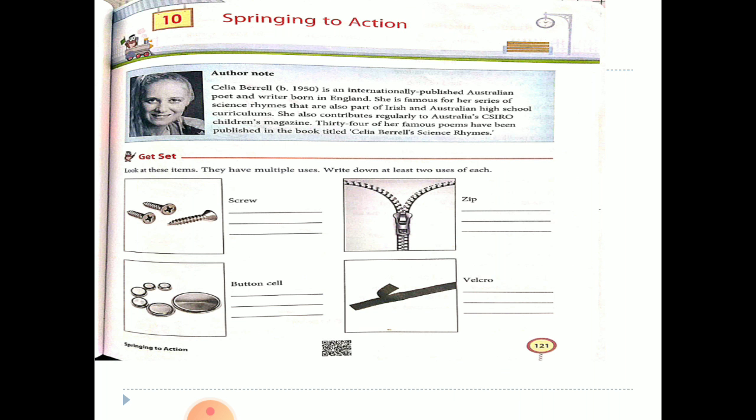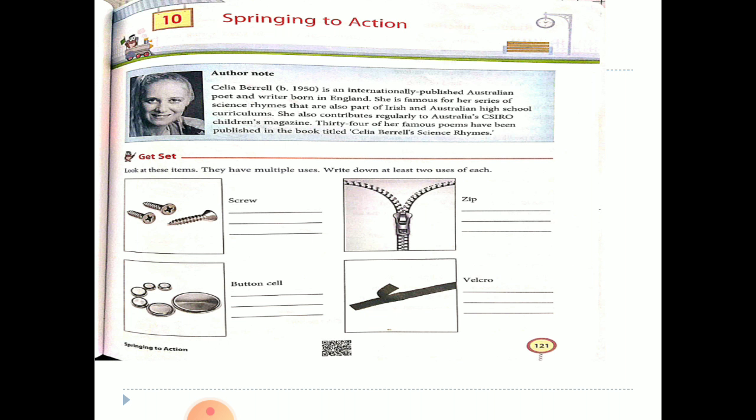There's a screw, zip, button cell, and Velcro. Now, look at these items. They have multiple uses. Can you tell me the different types of uses? Please, in your book, everyone got this picture, you all will mention at least two uses of this screw, button cell, zip and Velcro in your book.